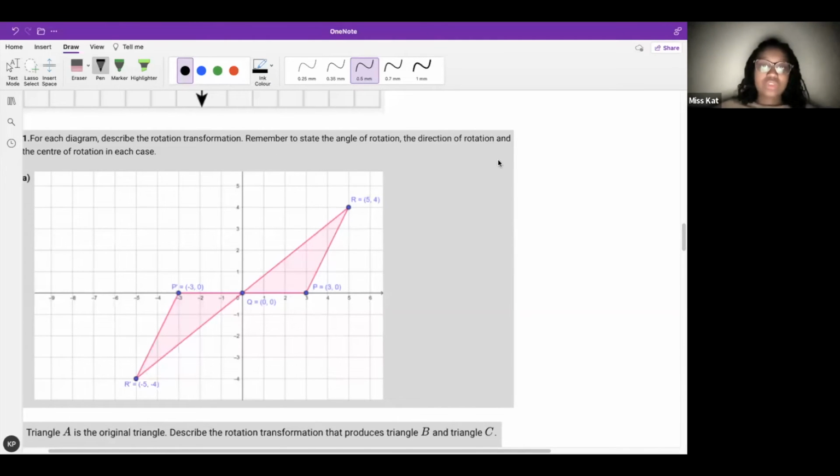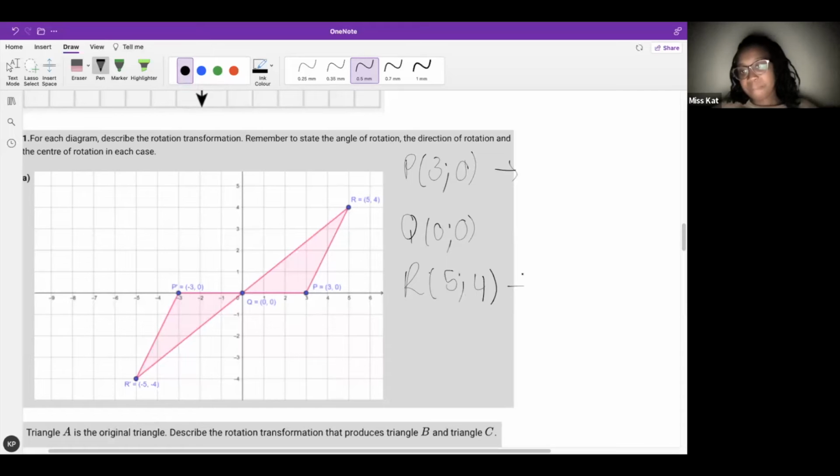Now, let's write the coordinates of the original one. P, Q, R. Okay, wait, how do I know? Never mind. I already told you that, guys. So I was going to say which one is the original triangle. It's fine. So triangle original, P is 3, 0. Q is 0, 0. Q is not even going to change, so it's not going to help us. And R is 5 and 4. Now let's compare. P prime is -3 and 0. And R prime is -5 and -4.